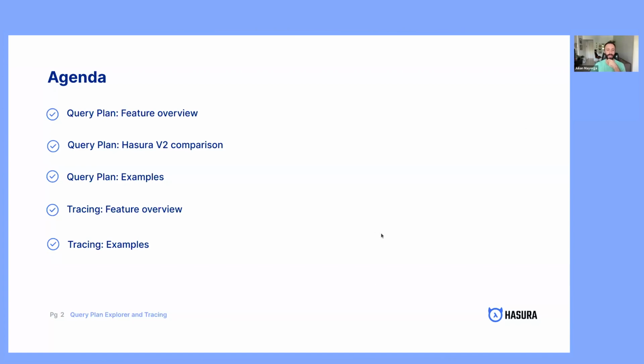So we'll start with the query plan. We'll see what features it has, what it allows you to do. We'll then do a comparison with V2 and then go through some examples that show the different use cases where you can take advantage of the Query Plan Explorer. And then we're going to talk a bit about tracing, which is another really exciting way to get to know the different requests that are coming to your API and see what's happening underneath. We'll also go through some examples there. So maybe we can start by looking at the Query Plan Explorer.